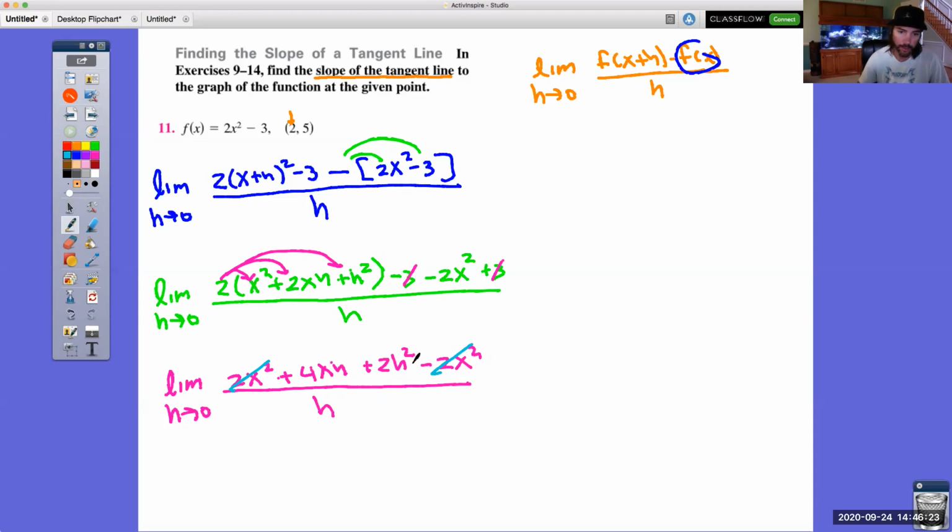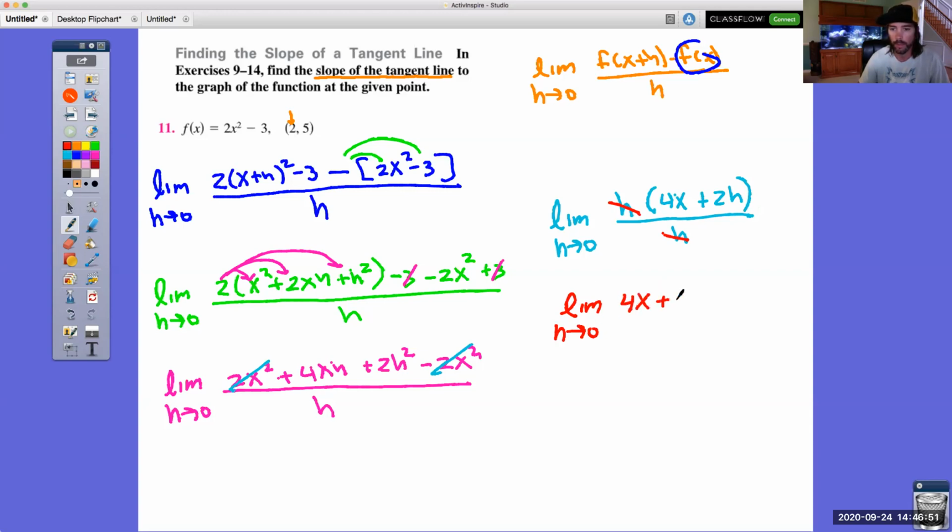Now I have an h and an h. I can factor an h in the numerator. So let me come over to this side. Limit as h goes to 0. Factor out an h. You would be left with a 4x, and you would be left with a 2h over h. You have h over h. That reduces. You're left with the limit as h goes to 0. Notice I wrote limit h goes to 0 every time.